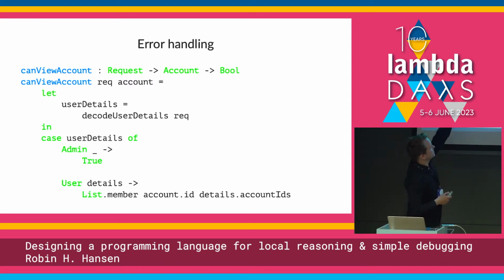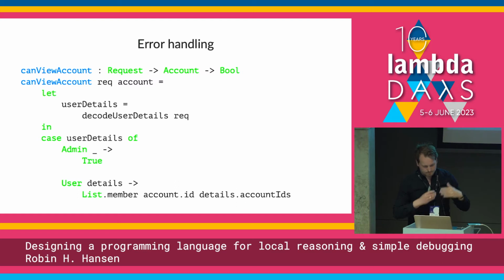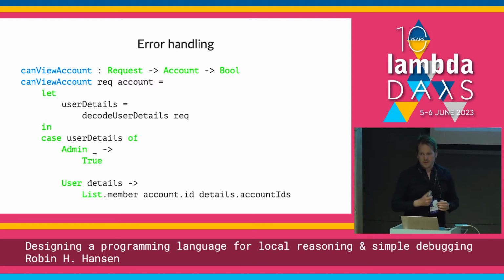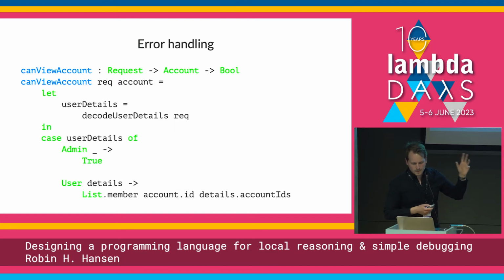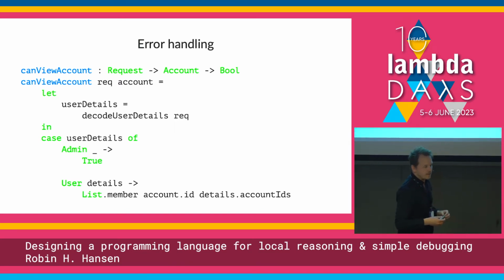And if you compile with exhaustiveness checking, you can be reasonably certain that all conditions or all return values of decode user details are in fact handled. But one thing you can't be entirely certain of is if this is going to throw an exception. And again, I worked on services where going down, having downtime can make the national news.